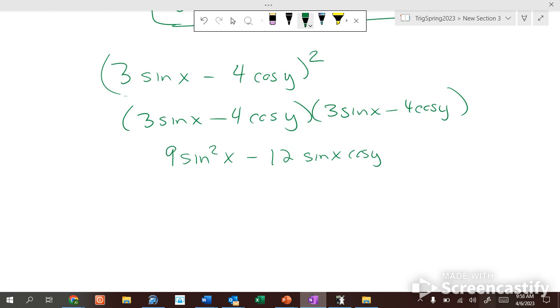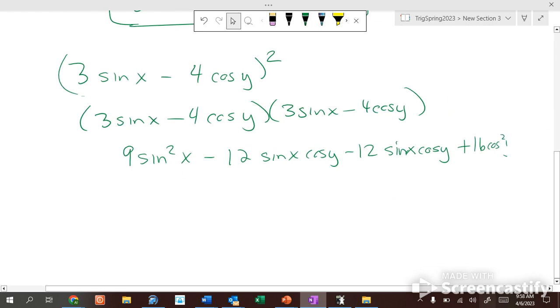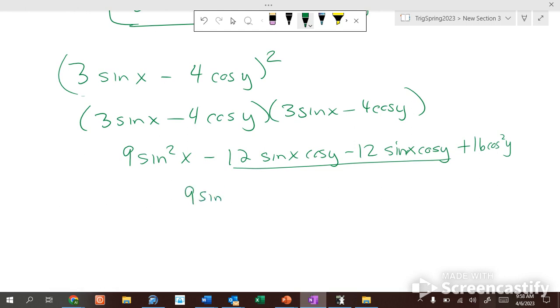Inners, negative 12 sine of x cosine of y. You don't have to write them in a different order. Just write them in that order. Last is plus 16 cosine squared of y. Now, our middle two terms are like terms, so we add them up. So it's 9 sine squared of x minus 24 sine of x cosine of y plus 16 cosine squared of y.